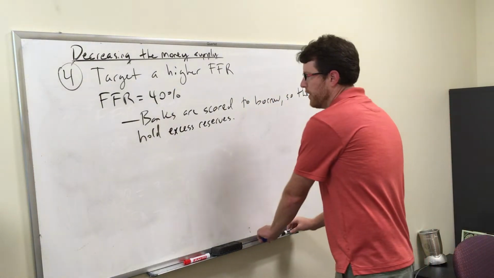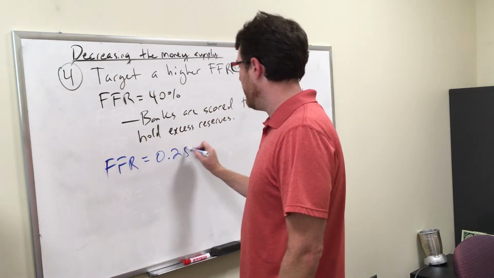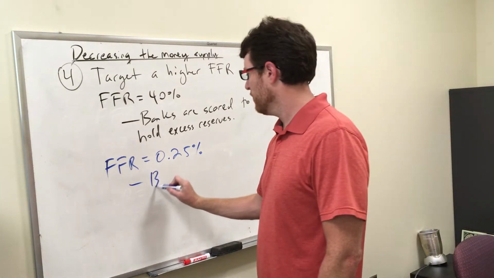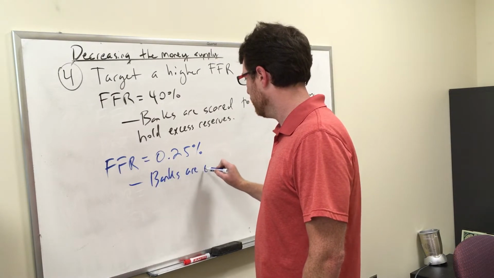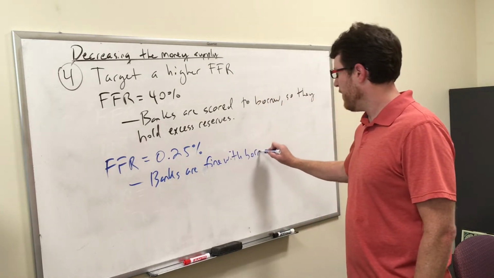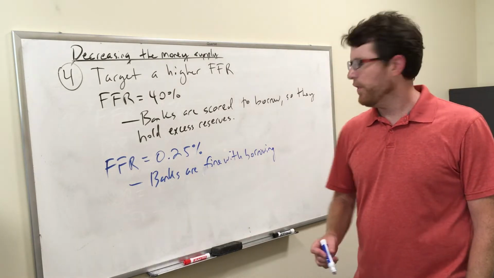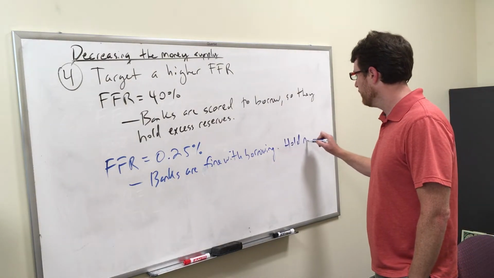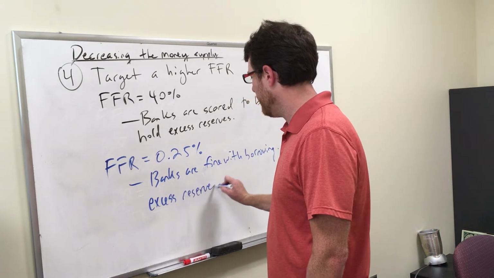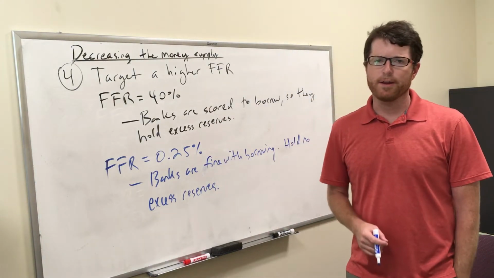Comparatively, if the federal funds rate is 0.25%, now the banks aren't worried about borrowing at all. They're fine with borrowing, right? Because they're borrowing at such low rates, it's not really scary to them. So what they do is they hold virtually no excess reserves. You can see how important excess reserves are in these discussions because that's where the bank has choices of what to do with their money.